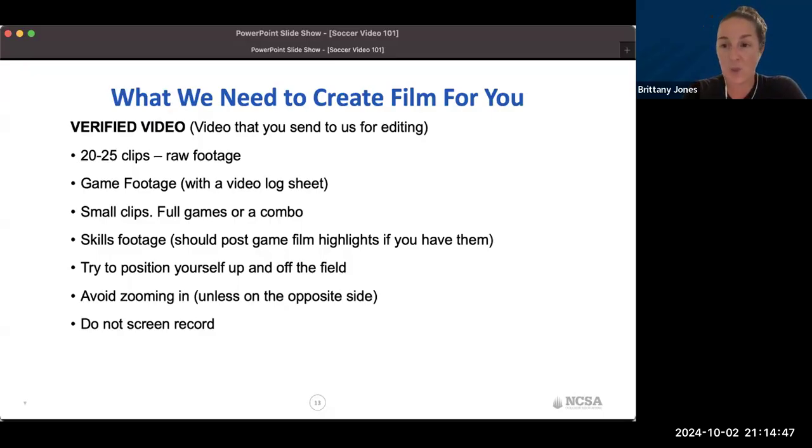But if you don't have a system that clips games for you, so you don't have short clips, all you have is raw game footage, you can send our video team raw footage, and our video team will break it down for you if you don't have small clips. If you don't have game footage, we can use skills video. So we can do video of you training. But the big thing is we want to be able to see you and the field around you. We don't just want to see you. Okay, so verified video is us creating film for you.